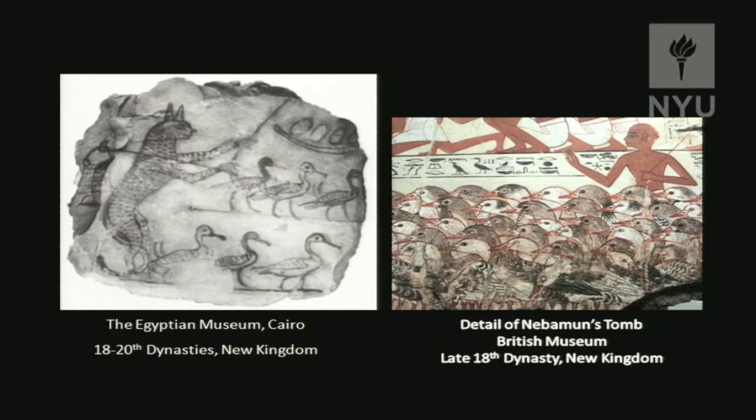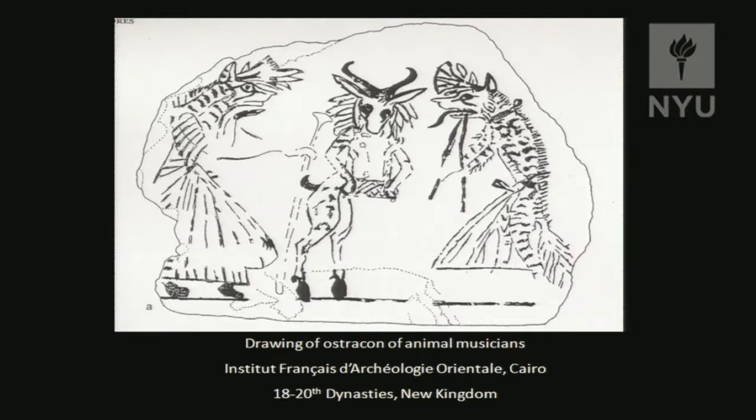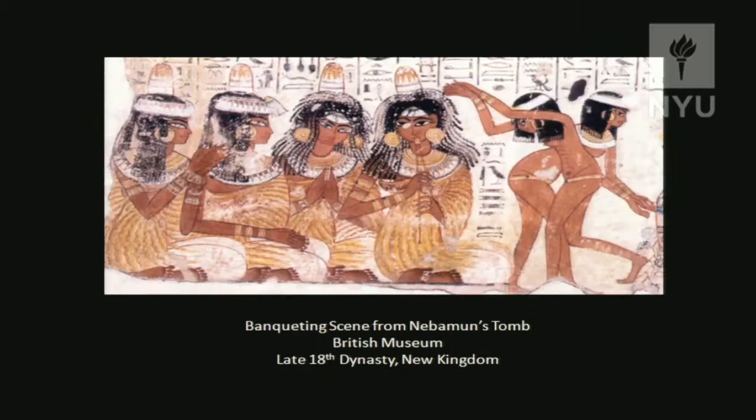Of particular interest is one ostracon from the Institut Français d'Archéologie Orientale, Cairo, that includes three animal musicians. The catbird in the center of the image is of particular interest because its head is depicted frontally rather than in profile, which is not the canonical way of depicting human and animal heads in ancient Egyptian art. The subject matter and the full frontal representation of the animal recalls the banqueting scene in Nebumun's Theban tomb chapel, in which there are two female musicians whose faces are also depicted facing forward.